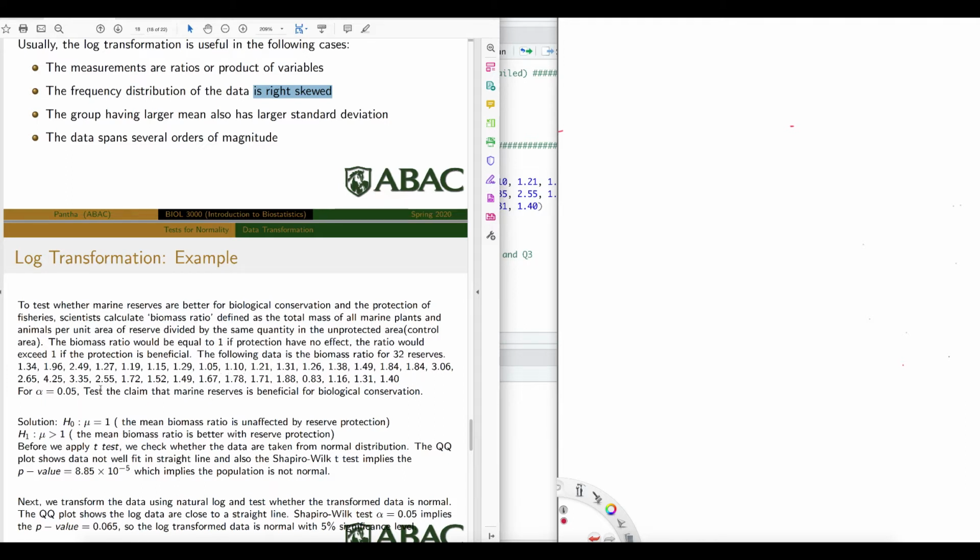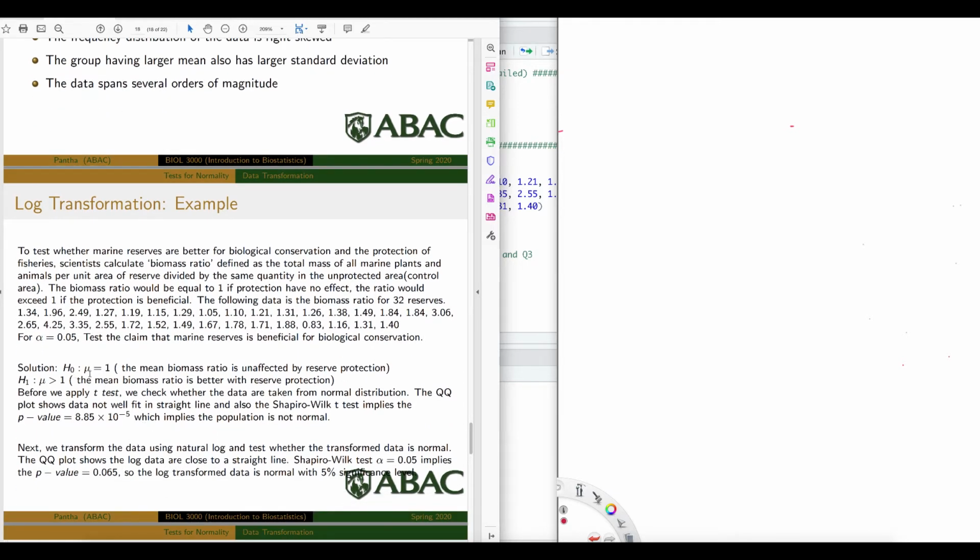It looks like most of the biomass ratios in the sample are greater than 1, meaning that the reserve helps the marine plants and animals. That looks to be so from the sample, but we want to test that for the population, okay? For alpha equals 0.05, test the claim that the marine reserve is beneficial. So you want to test that, but before that, we want to test the normality. Let us see that. Solution.